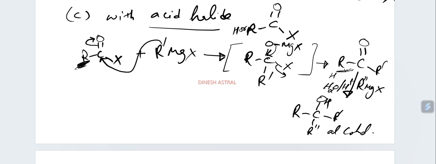So I hope you have understood. Now, in case of acid halide, how many Grignard reagent molecules are required? Two molecules are required. One is this one, and the other one is this one. So you have to remember all this point also. Next, we will discuss.